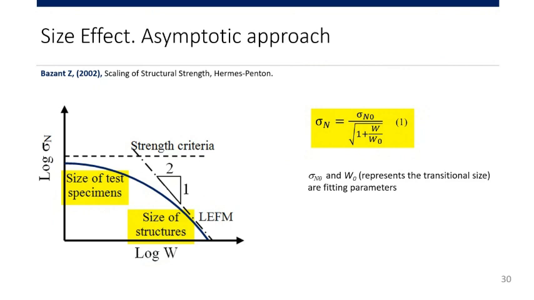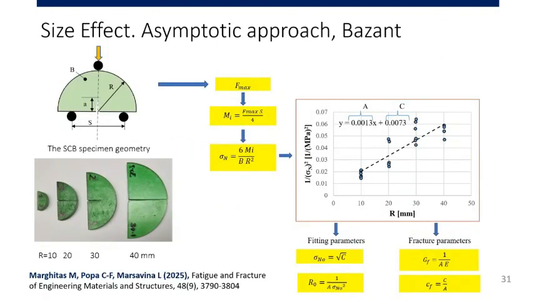The problem is that the 2 fitting parameters should be determined. So this was the reason that when we did the tests, we kept the thickness of the specimens constant, and we varied only the radius of the specimens, and the crack length was approximately 0.5 of the radius. So we did the tests.